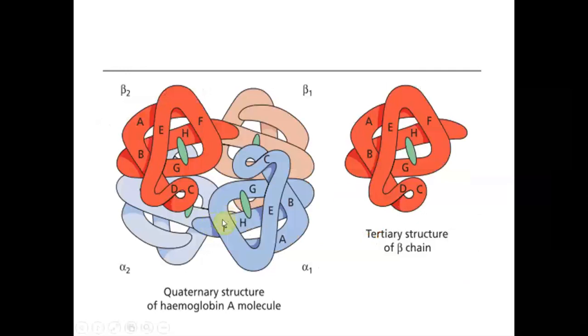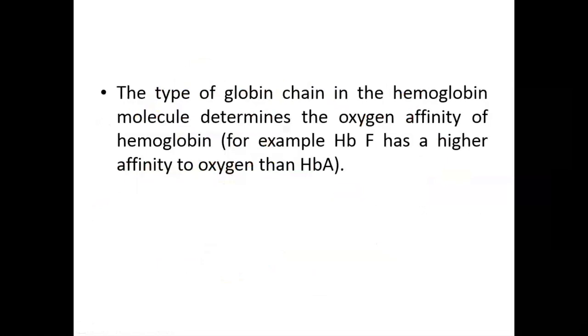This is the quaternary structure of hemoglobin. 4 heme groups with an iron atom in the center, and each heme group is attached to a globin chain. Each 2 globin chains are identical. 2 alpha for example، يعني هذا ما دام 2 alpha 2 beta معناته هذا type. This is the adult hemoglobin. As we said, the type of the globin chain in the hemoglobin determines the oxygen affinity. For example, hemoglobin F has a higher affinity to oxygen than hemoglobin A.